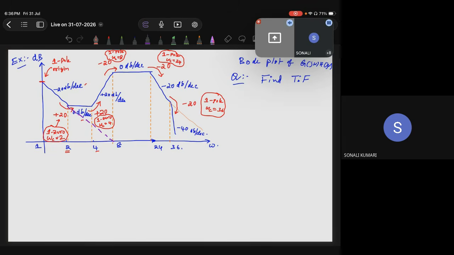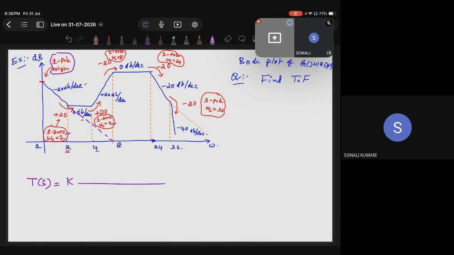Okay, now we'll write the transfer function T of S. So we generally take the gain, and we'll have a numerator as well as a denominator. You see how many poles we are adding and how many zeros we are adding. How many poles? Two poles, one pair and another pair.